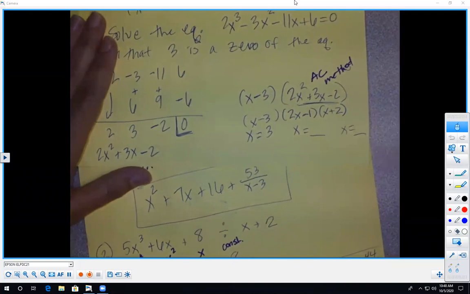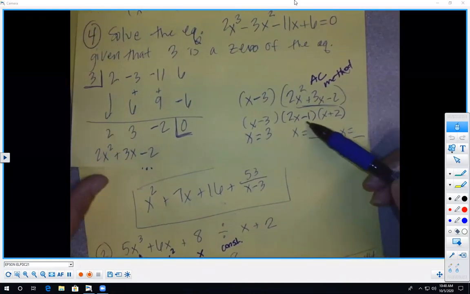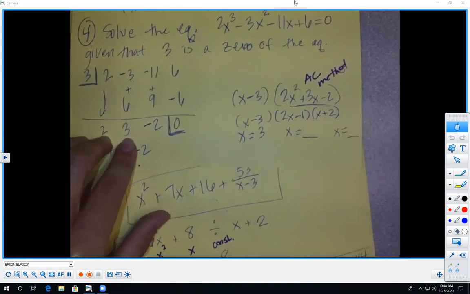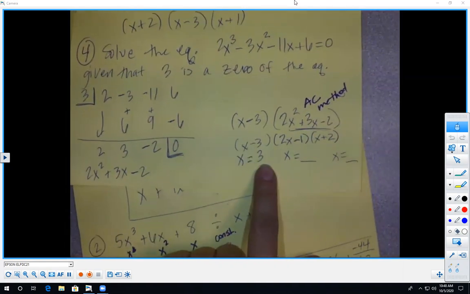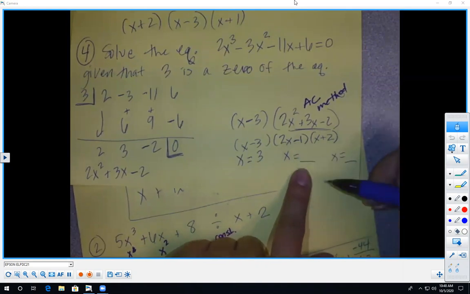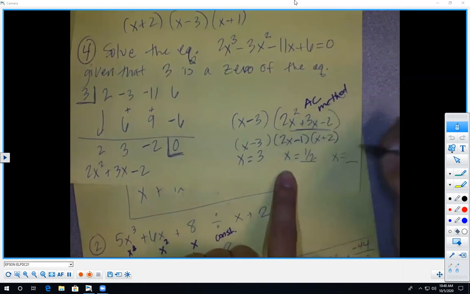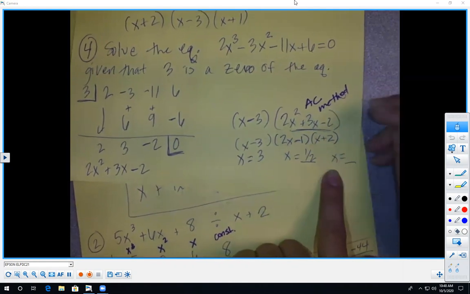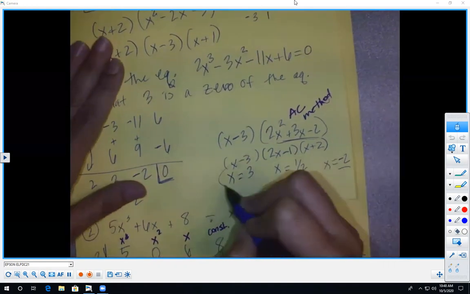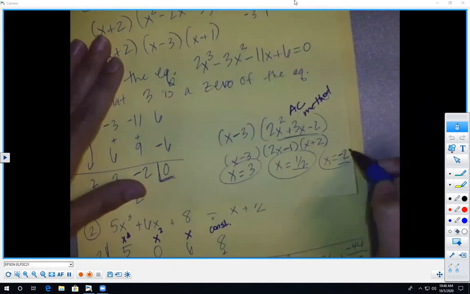So my 3 factors are x minus 3, 2x minus 1, and x plus 2. So what are my 3 solutions? 3. What's this one going to be? Add 1, divide by 2. So 1/2. And the last one's going to be subtract 2 from both sides, -2. So 3, 1/2, -2.